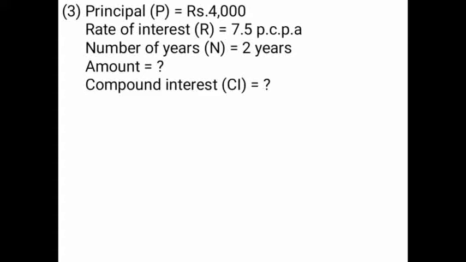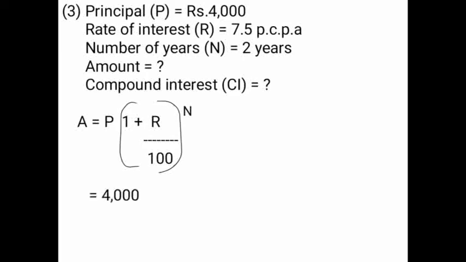The formula of amount in compound interest is amount is equal to principal in bracket 1 plus rate of interest upon 100 raised to number of years. Principal, rate of interest and number of years, what is given, you have to substitute the value now for the next step in the formula. That is equal to principal is 4000 in bracket 1 plus rate of interest is 7.5 upon 100 in bracket raised to number of years is 2.